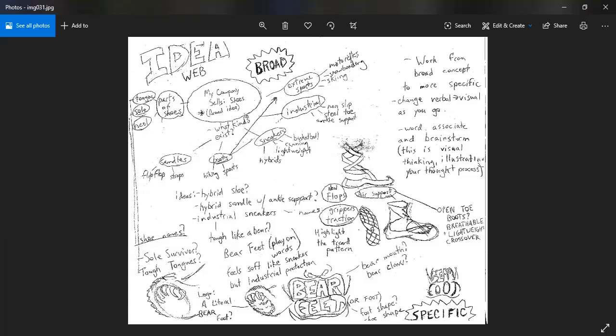Hey guys, I just want to clear up any confusion you might have about the idea web. We're going to go on to making three sketches of a logo based on one of our idea webs. The idea was to really get an idea of what your company sells and then how is it different from other products on the market, right?